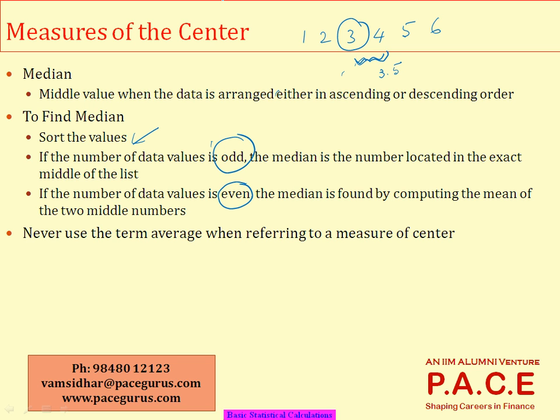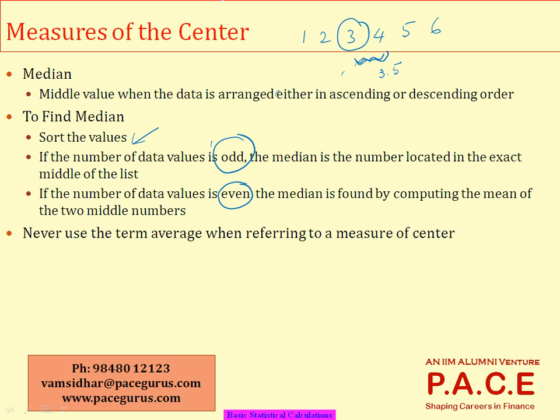So there are two ways of deciding the median depending on whether my total data is odd or even. If my total number of data points is odd, you can directly pull out the middle value and call it the median. If the total number of data values is even, you find the average of the middle two values and call it the median.